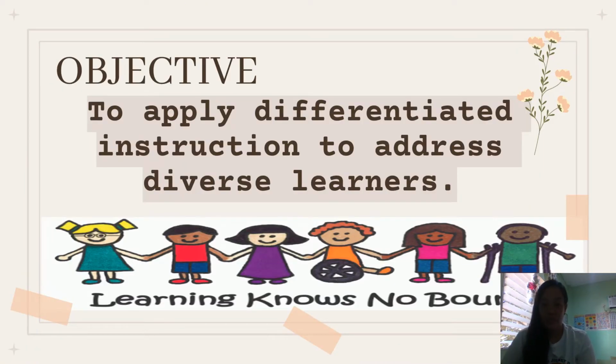So, our objective for today's topic, learners' diversity, is to apply differentiated instruction to address diverse learners.